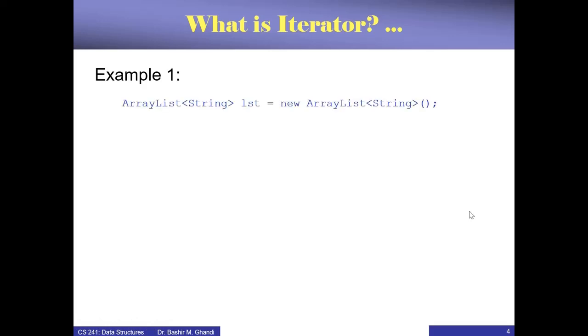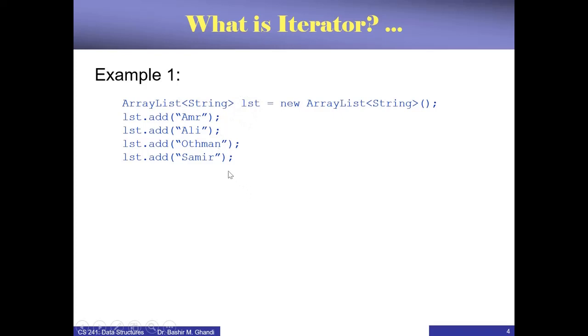Suppose we create an array list of string. So ArrayList<String> lst equals new ArrayList<String>. And let's put some string elements inside our array list object here. So suppose we say, for example, lst.add Amr, lst.add Ali, lst.add Othman, and lst.add Samir. So we have added 3 names into our array list here.